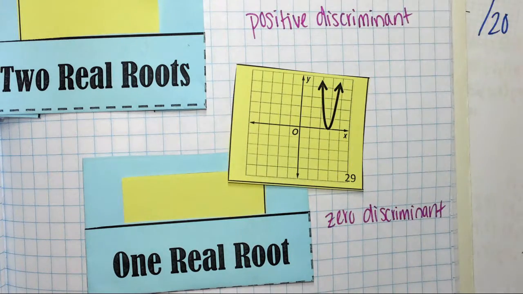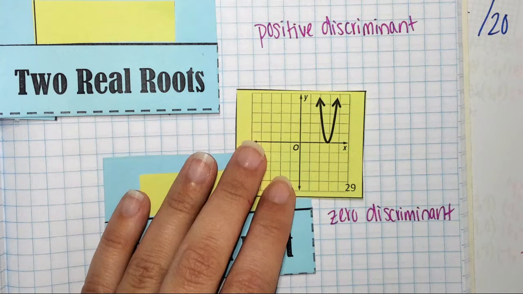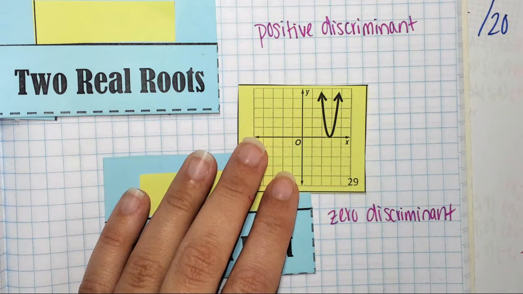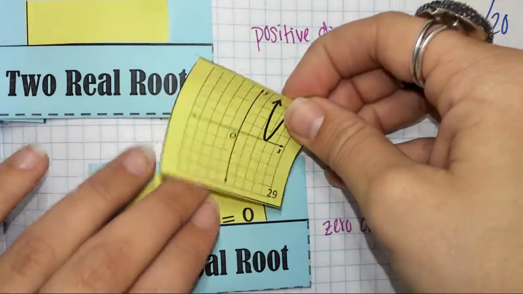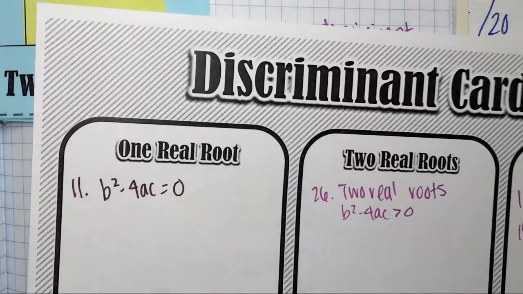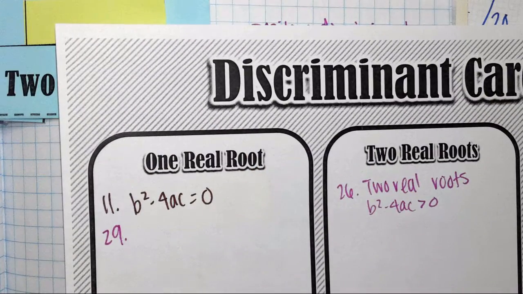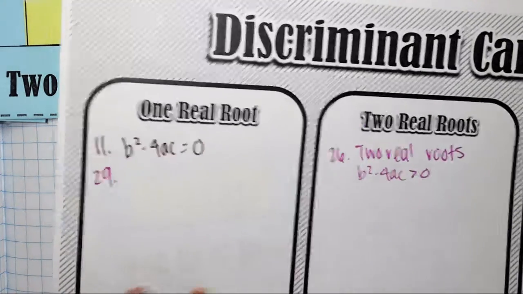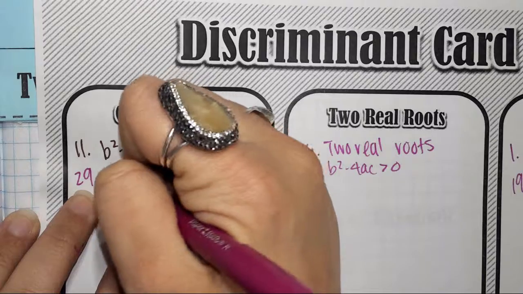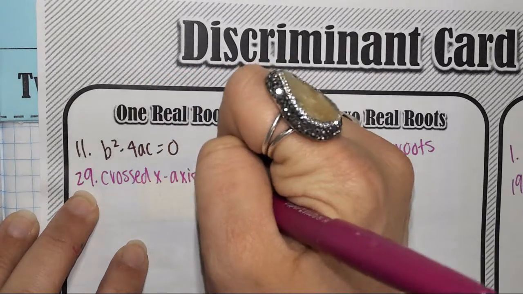All right. How many times does this one cross the x-axis? One time. So it has one real root. It's going to go in this pocket. And we're going to write 29 down. And how would we describe that? How many times did it cross the x-axis? All right, so it crossed the x-axis once.